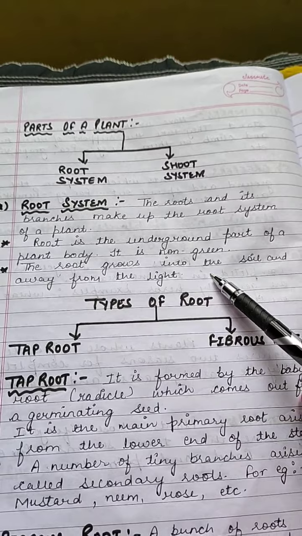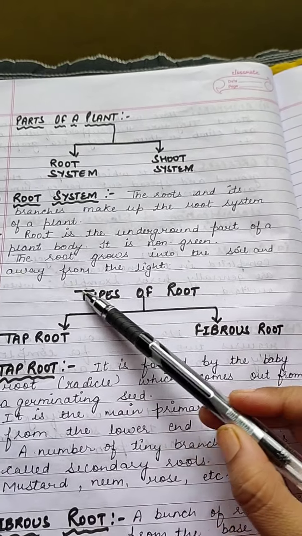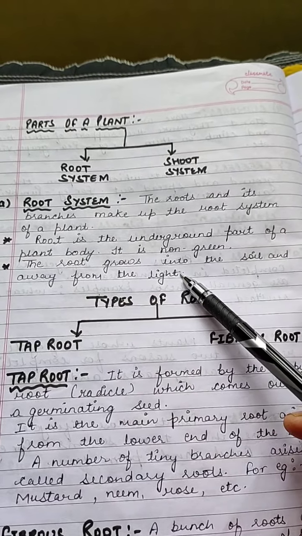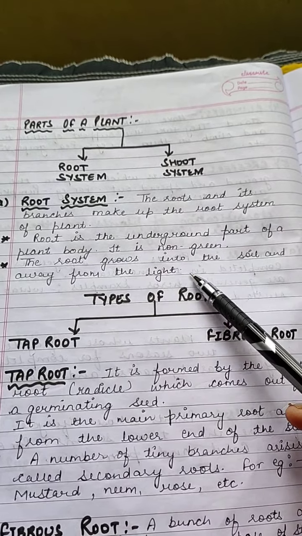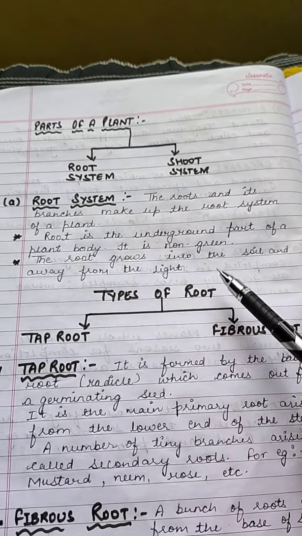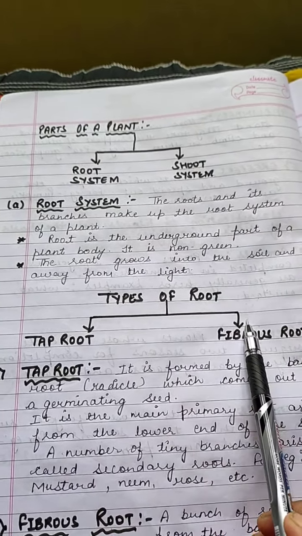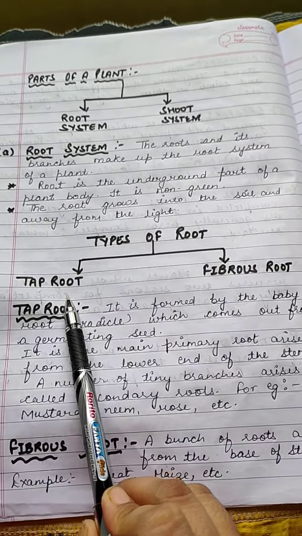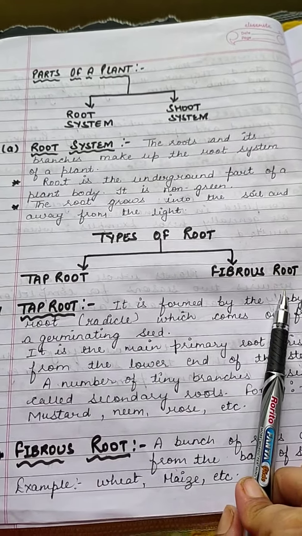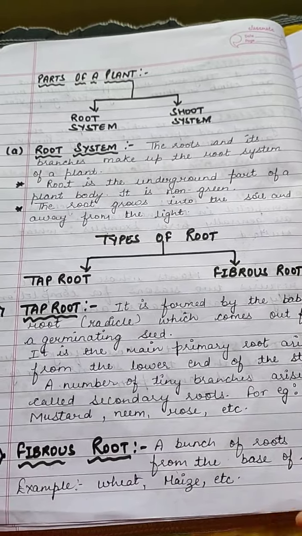The roots grow into the soil and away from the light. The roots are of two types. Number one is taproot and number two is fibrous root. So first is taproot.